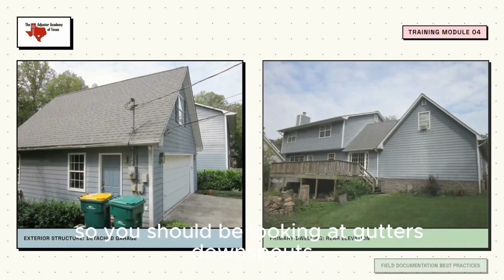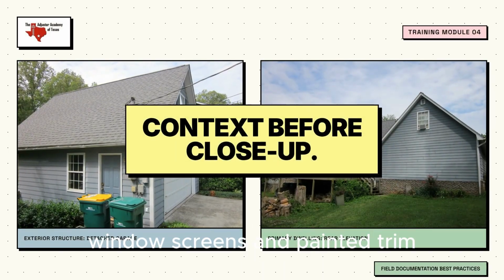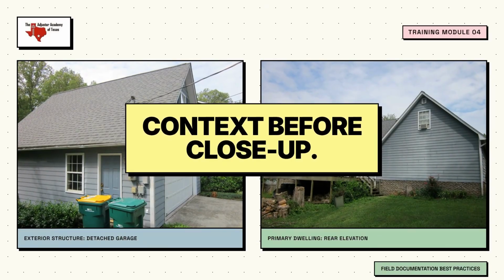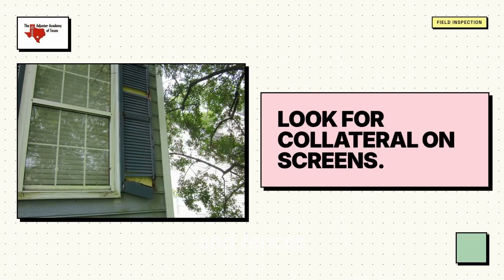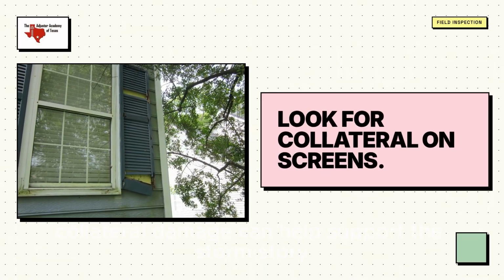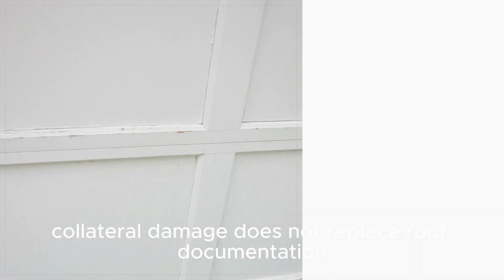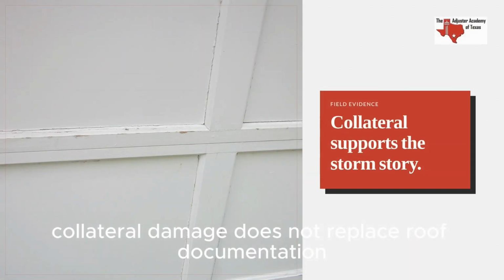So you should be looking at gutters, downspouts, window screens, and painted trim. Look at the elevation first. Garage doors, storm doors, siding, sheds, and fences. Collateral damage can help support the storm story, but collateral damage does not replace roof documentation.